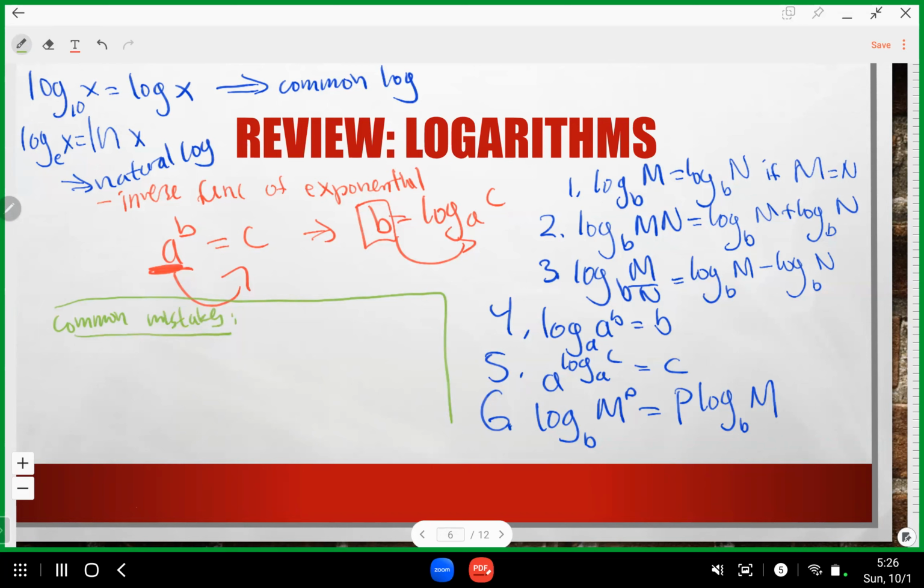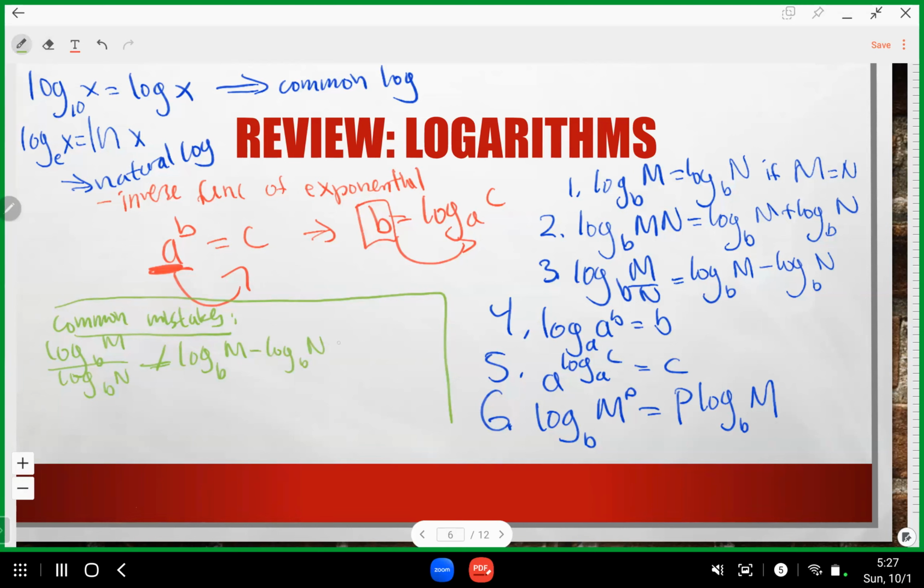Okay, so log base b of m over log base b of n does not equal log base b of m minus log base b of n. It cannot be a quotient or a fraction like that. It has to be log base b of m over n, not log base b of m over log base b of n. So a side note here: log base b of m over log base b of n cannot be simplified.